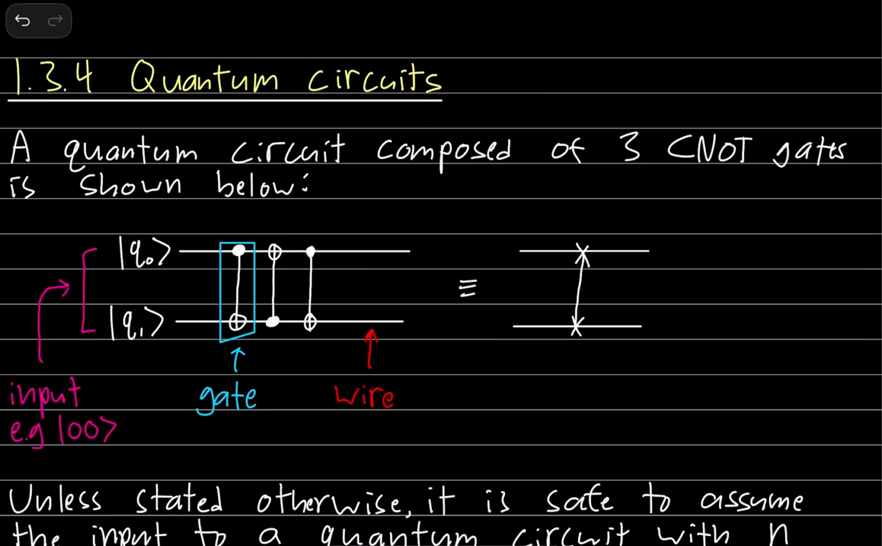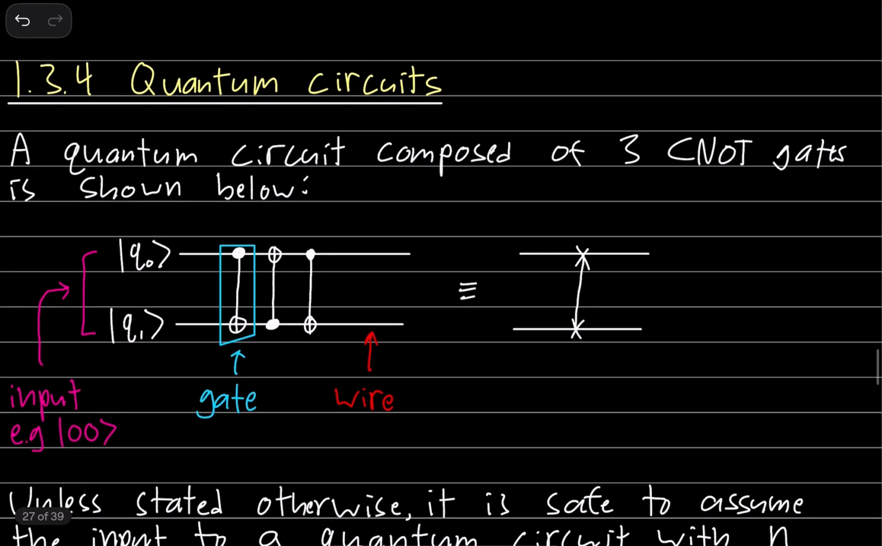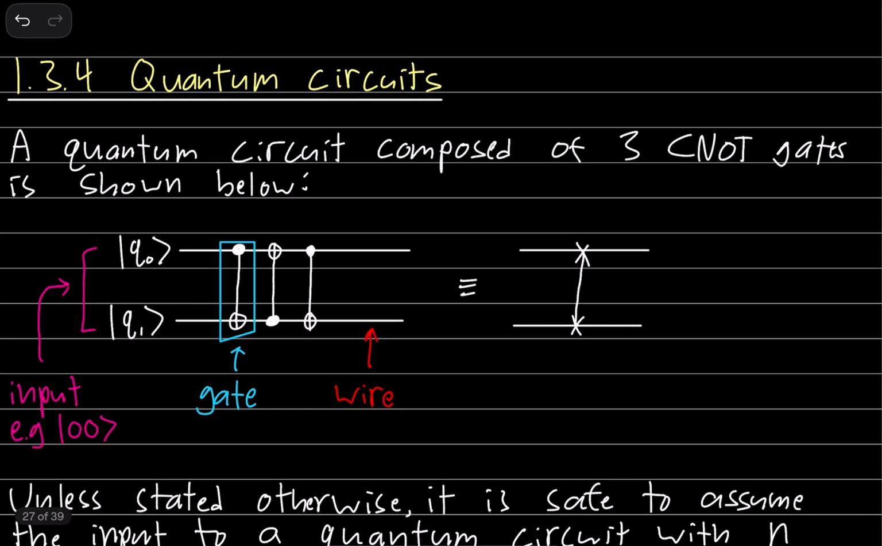In this video, I'm going to be going over quantum circuits and how they're represented in visual diagrams, and I'm going to finish with some important examples. So here we can see a quantum circuit that's composed of 3 CNOT gates. These white lines here are your wires, right? Each one of these is a CNOT gate.